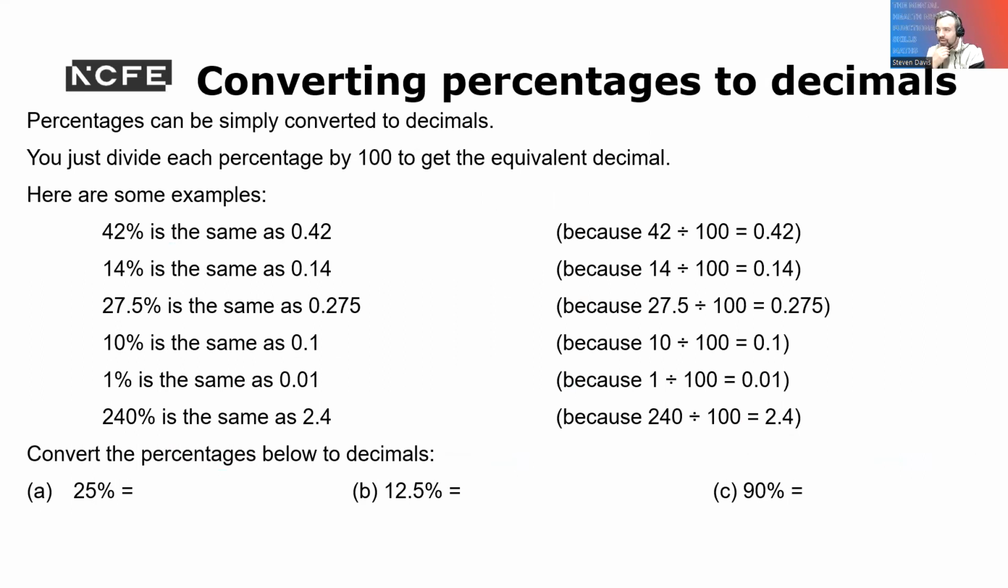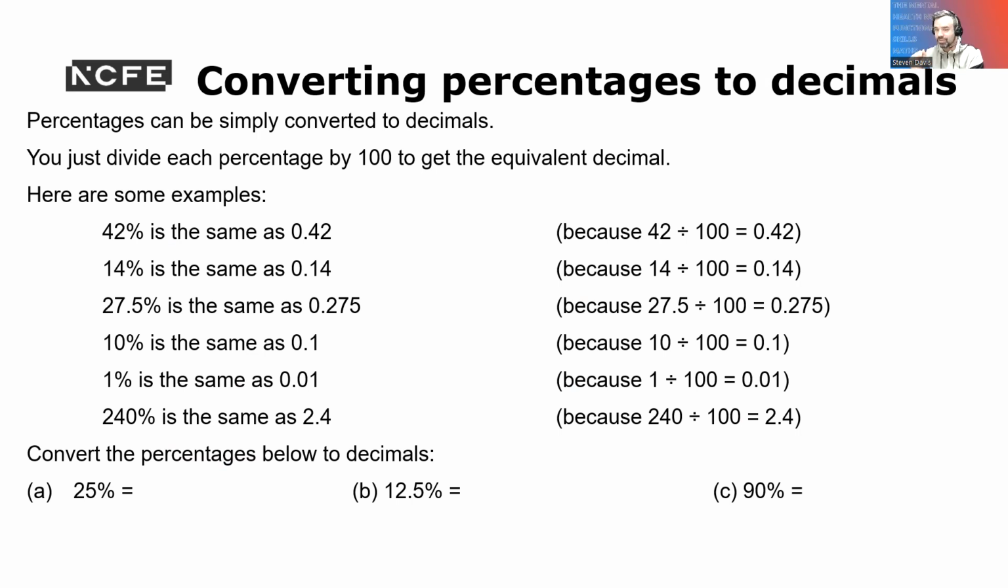So converting percentages to decimals. Percentages can be simplified by converting to decimals. You just divide each percentage by 100 to get the equivalent decimal. Here are some examples. So 42% is the same as 0.42. So we're now just doing it in reverse. That's because 42 divided by 100 is 0.42. 14% is the same as 0.14, because 14 divided by 100 is 0.14.